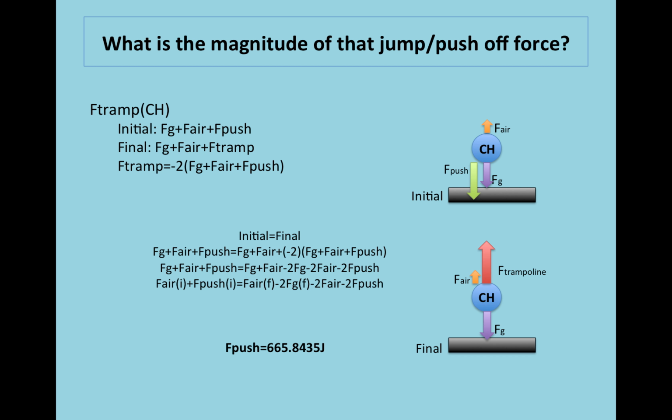But this number, 665.8, is assuming CH returns to exactly the same spot. And in the tracker video, you can see he doesn't quite hit the same mark, which makes sense in our analysis of his jump where we solved for his jump force, and it was significantly less, 232.6128 joules. The actual value of CH's push force is likely to be much less than 665 joules.